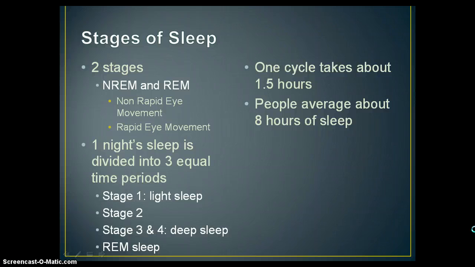Meaning the stages, and then you have the rapid eye movement sleep. But you have stage 1, which is light sleep, stage 2, which is the bridge between light sleep and deep sleep, and then you have stages 3 and 4, which is deep sleep, followed by rapid eye movement sleep.